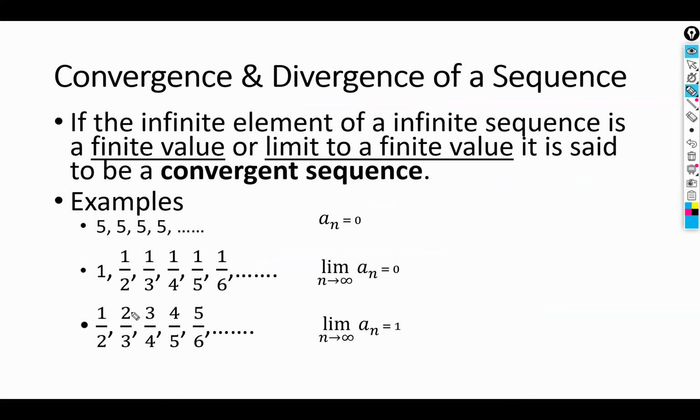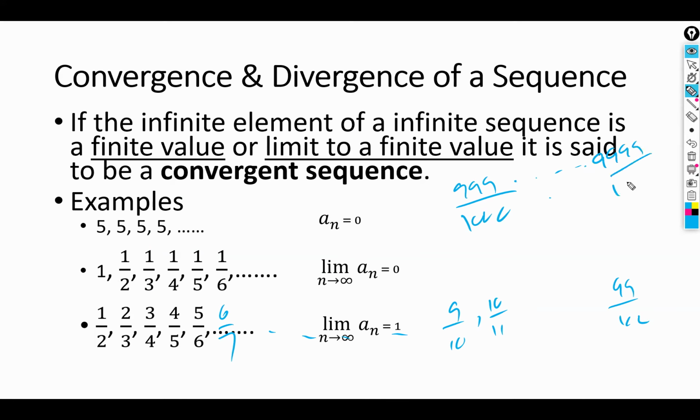1 divided by 2, 2 divided by 3, 3 divided by 4, 4 divided by 5, 5 divided by 6, 6 divided by 7, 9 divided by 10, right? 10 divided by 11, 99 divided by 100, 999 divided by 1000.